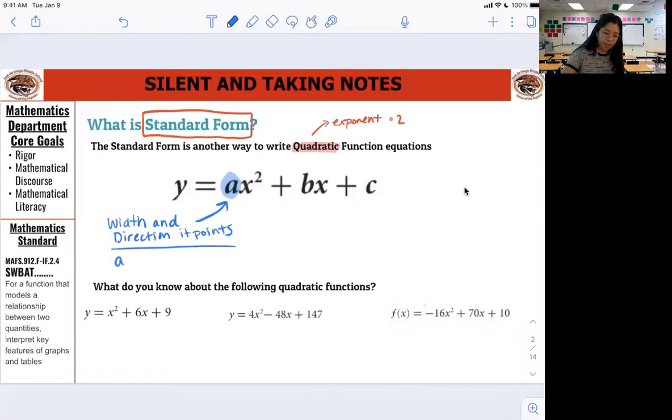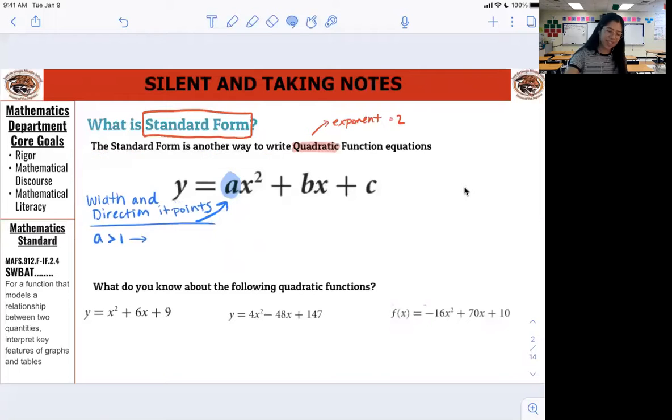If A is a number greater than 1, what's happening? Is it going to get wider or skinnier? Skinnier. We keep making that same little mistake. That's okay. So this is a stretch. It gets skinnier. If A is a number between 0 and 1, what does that mean? It's a compression, so it gets wider.